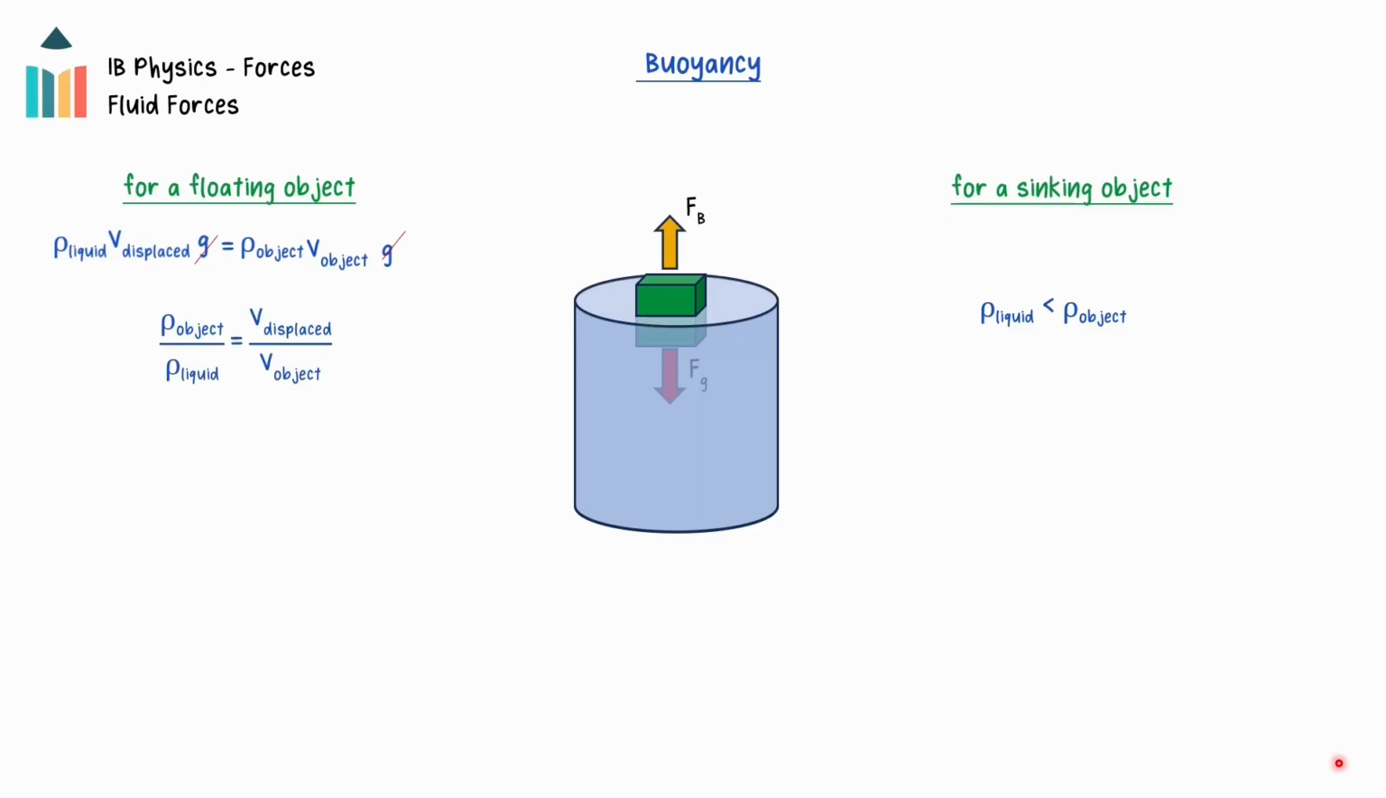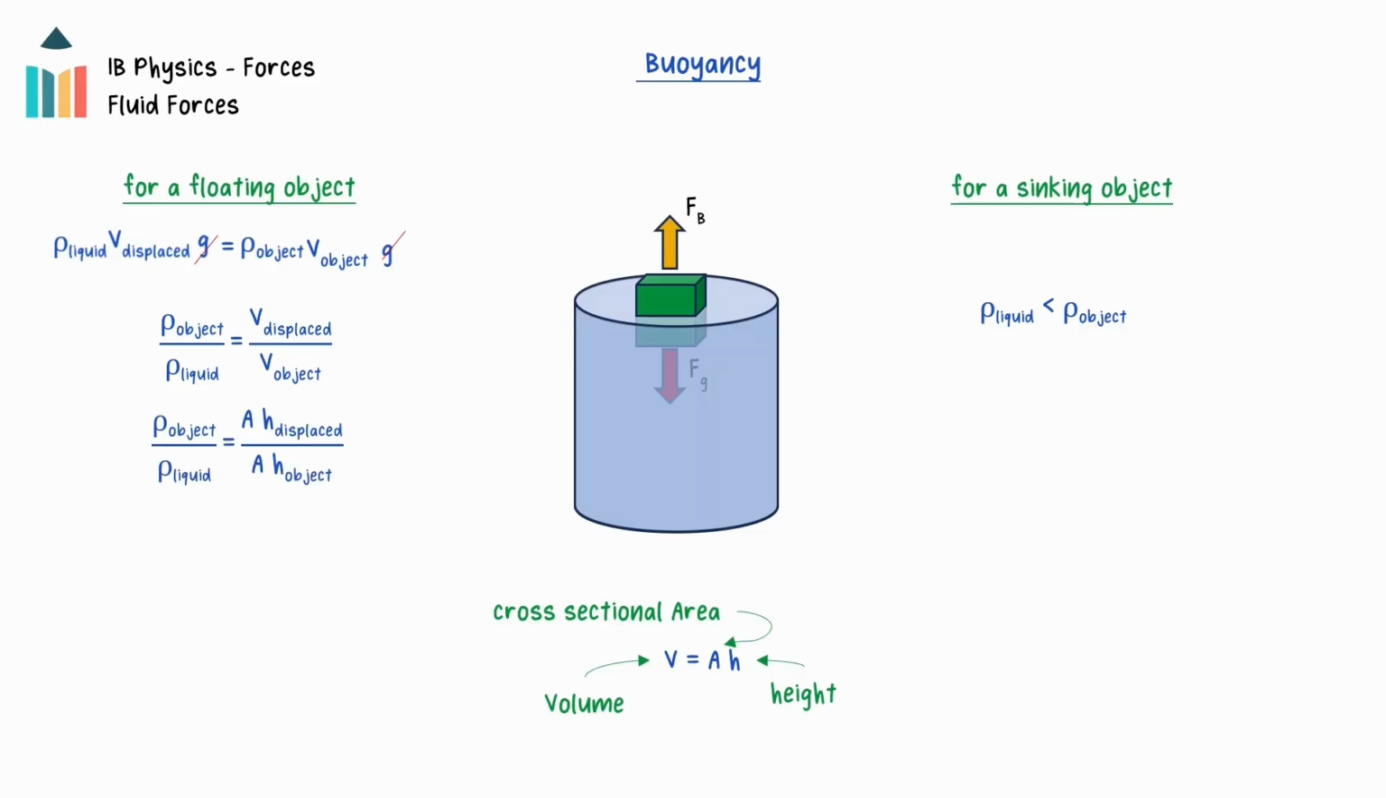Rearranging this expression, we can see that the ratio of the densities of the object and the fluid will be equal to the ratio of the volume that is submerged to the volume of the object. For an object with a constant cross-sectional area, the volume of the object is its cross-sectional area multiplied by its height. We can substitute this expression into our ratio and cancel out the equal cross-sectional areas. The resulting ratio describes how much of an object will be submerged. The ratio of the densities will equal the ratio of the height submerged to the total height of the object.